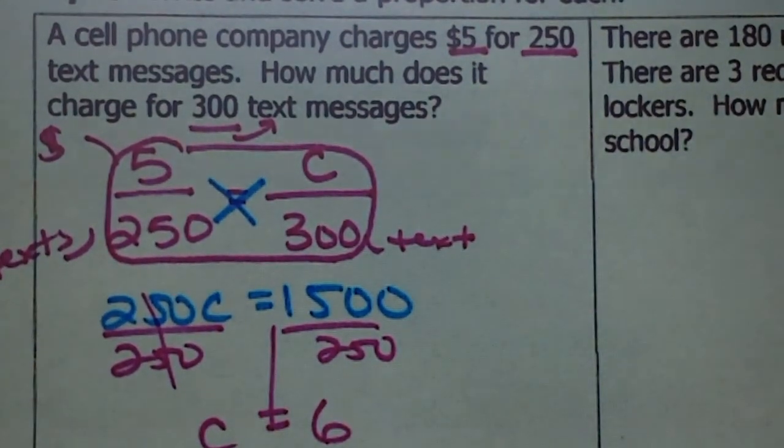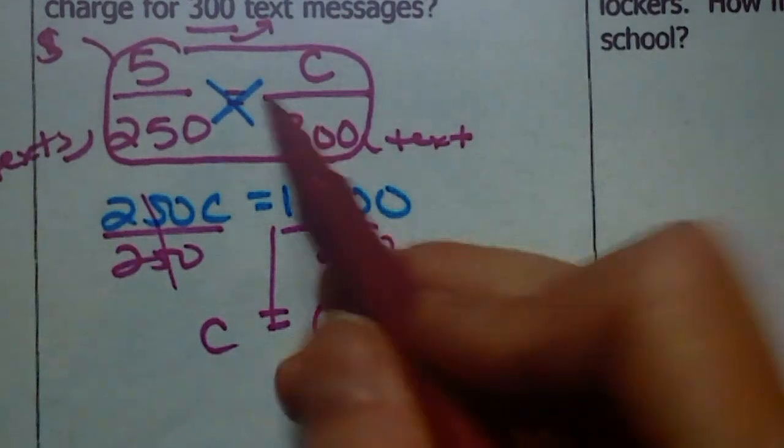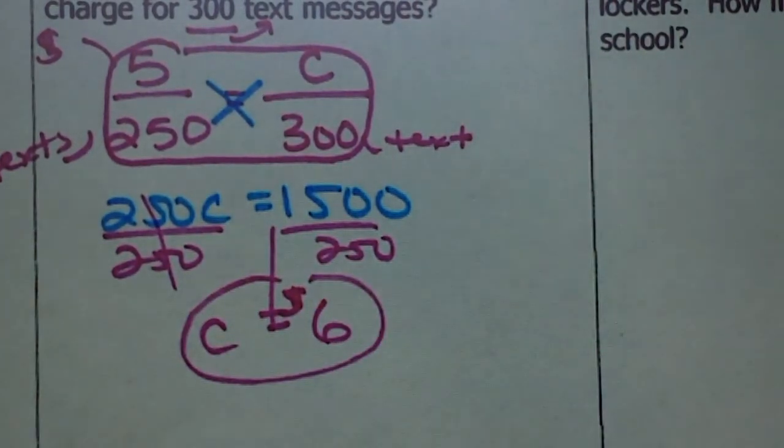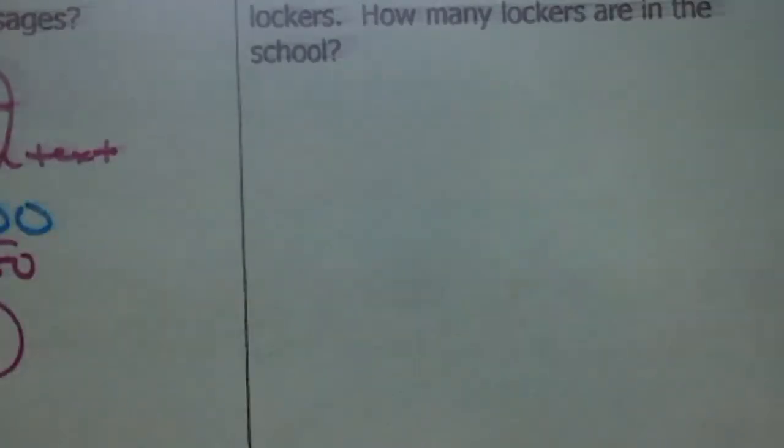Now, what does this 6 mean? This means that's the cost. So I'm going to put a $ sign here. So it costs $6 to send 300 text messages if it costs $5 for 250. All right, let's move on to the next one.